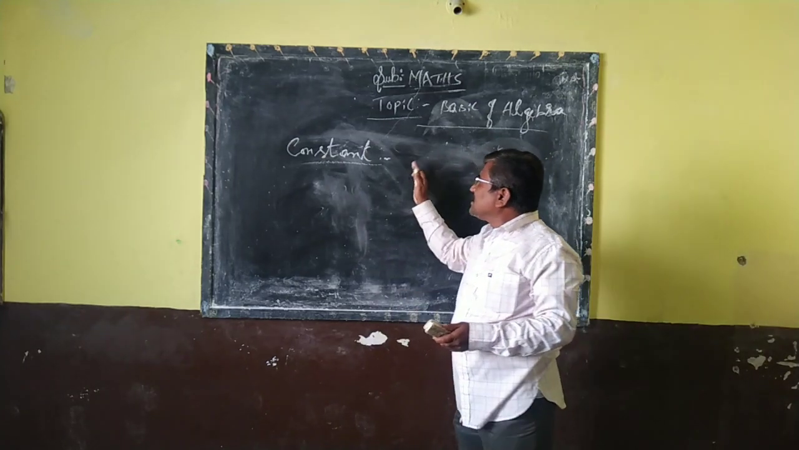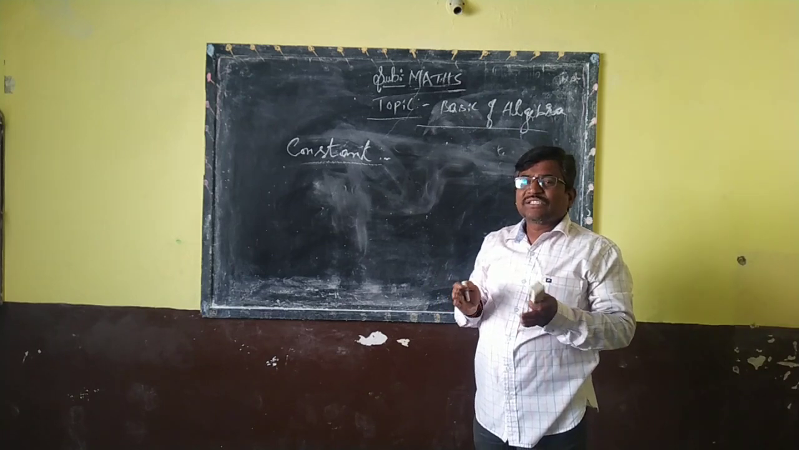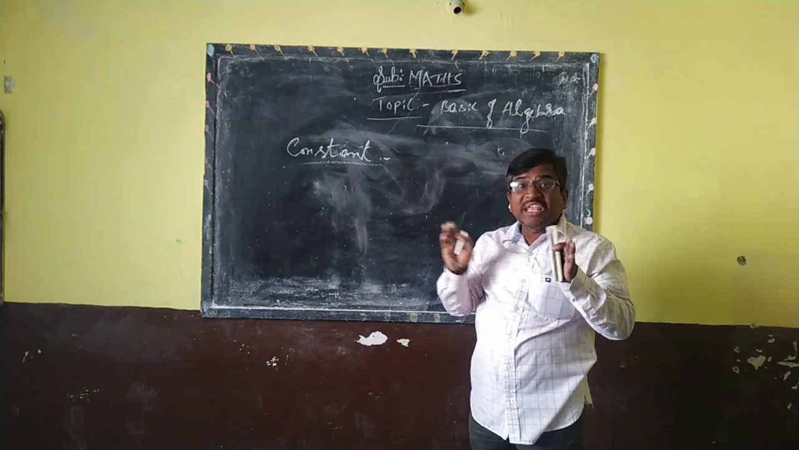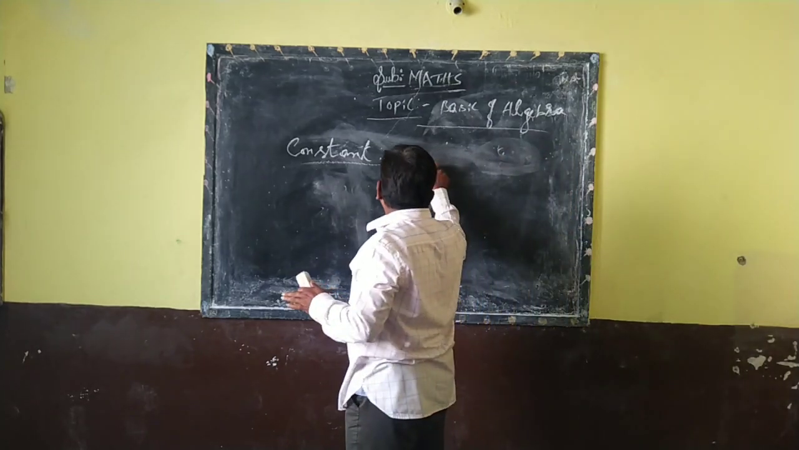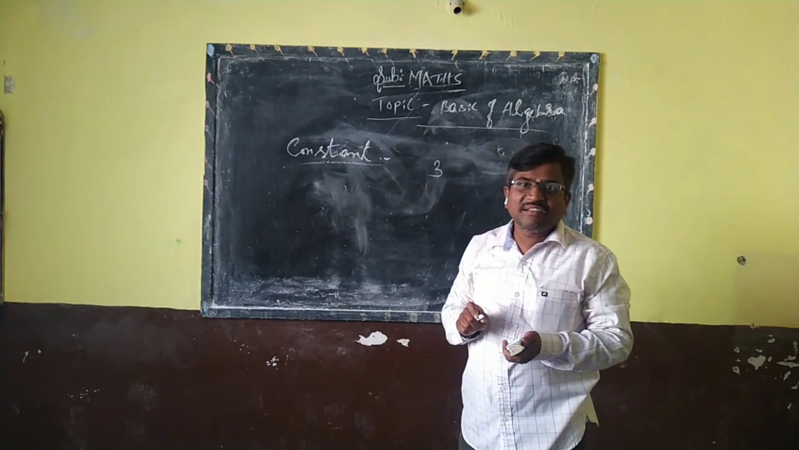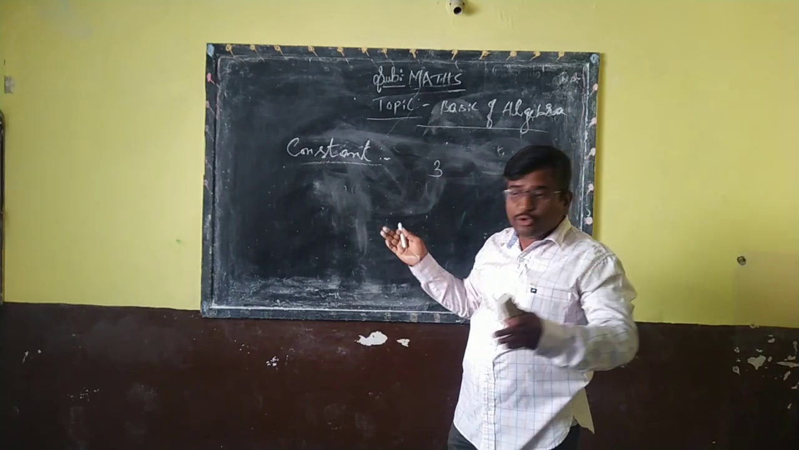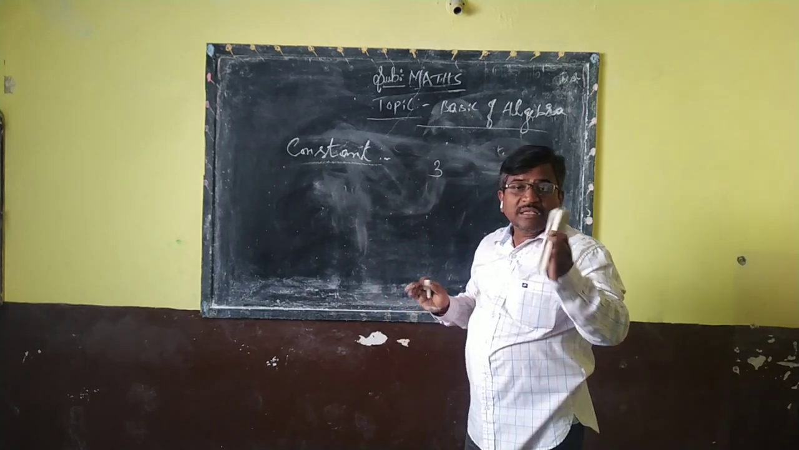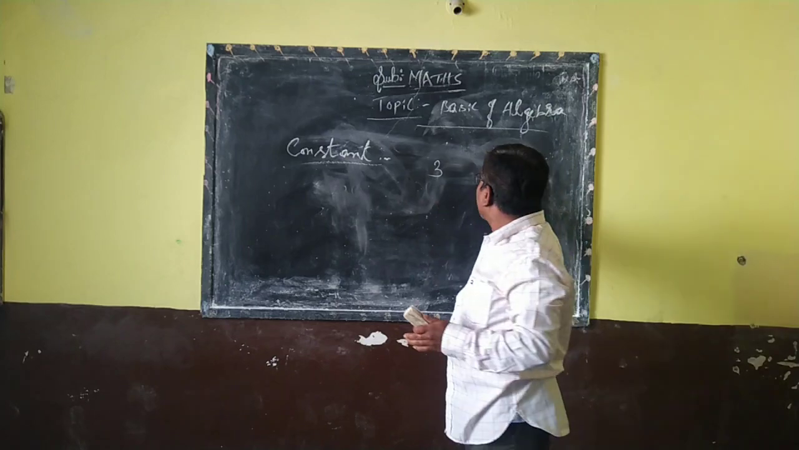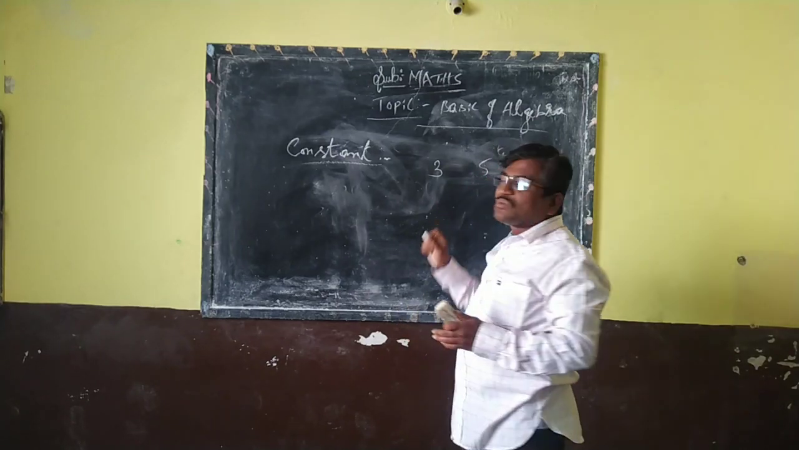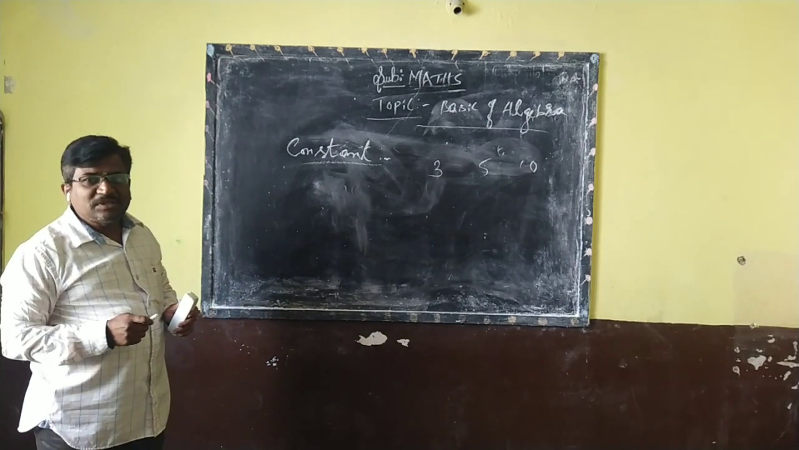Constant in algebra is defined as: no variables, only numbers. If I put 3, it is a constant. It doesn't contain variables like x, a, b, c. Only numbers like 3, 5, 10. All these are constants. Yes, students.